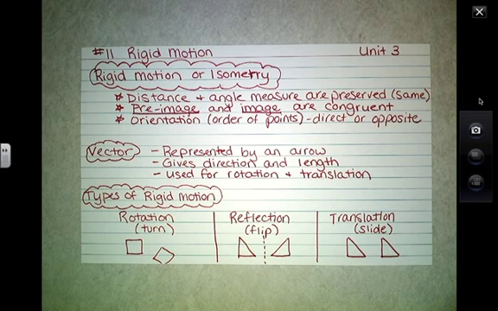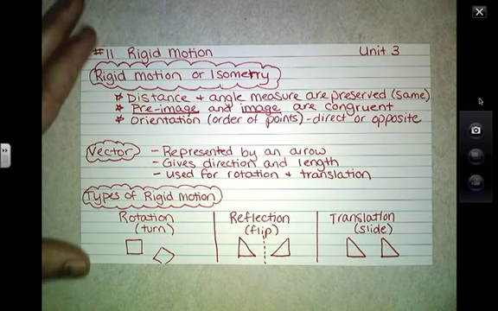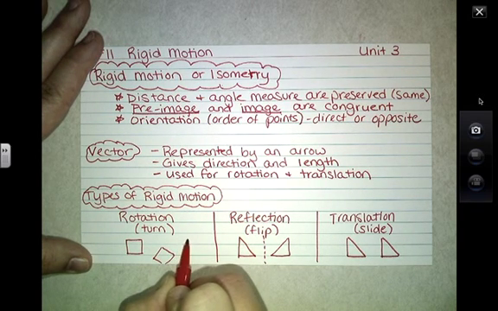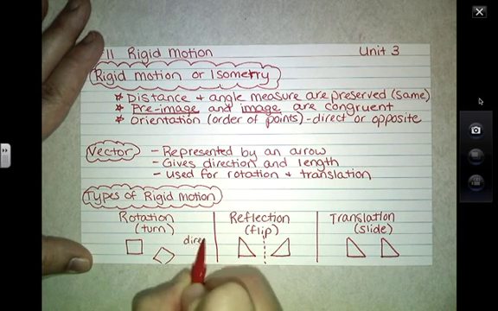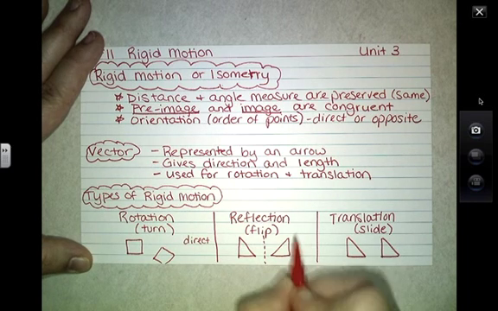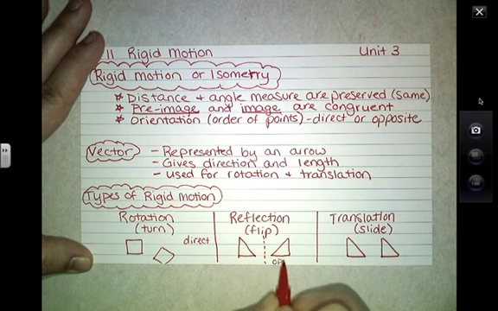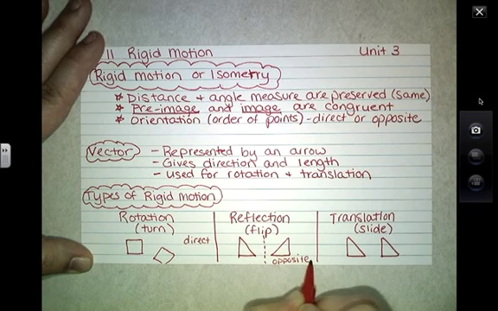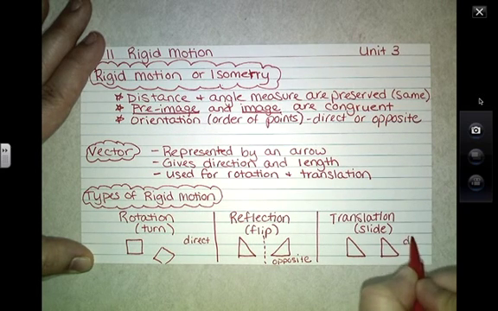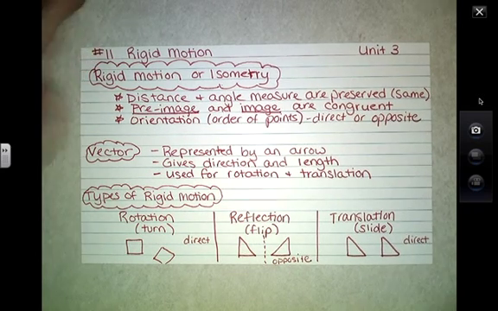Okay, in terms of orientation, again, we'll talk about this more specifically. Your rotation is going to be direct, your reflection is going to be opposite, and your translation is going to be direct, okay? We'll talk about those more specifically when we do each of those transformations, but you can just kind of have that down for your notes.